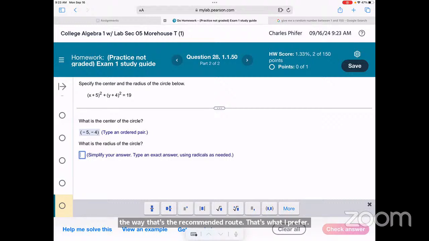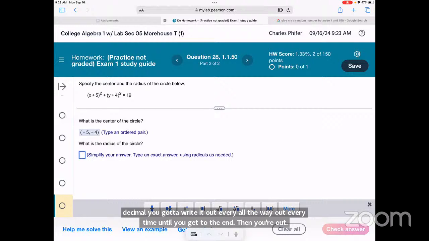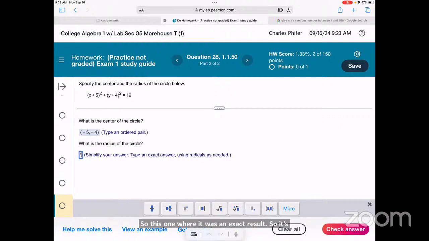Again, if you don't want to keep it exact until the end, then you need to write out that long decimal. Every time you get a long decimal, you have to write it all the way out until you get to the end. Then you round. So this one, where it wants an exact result, is just going to be the square root of 19.